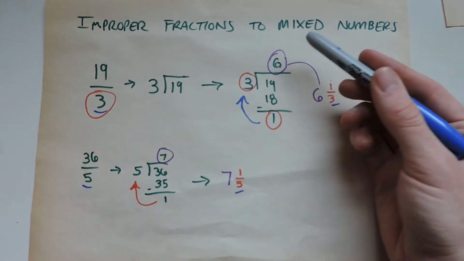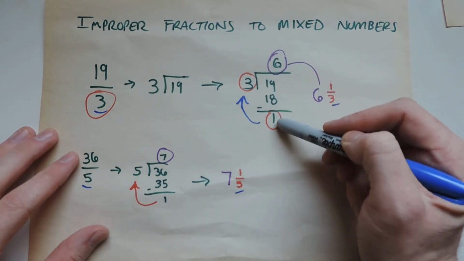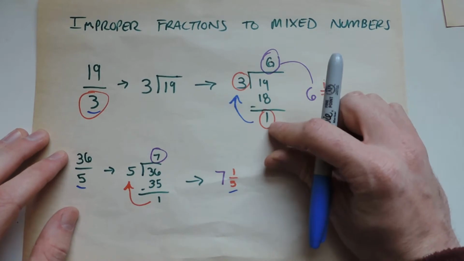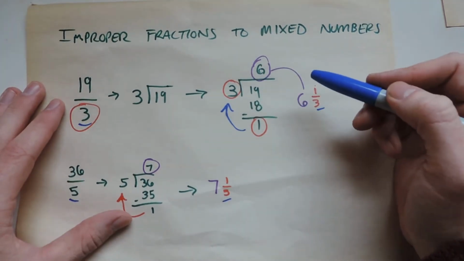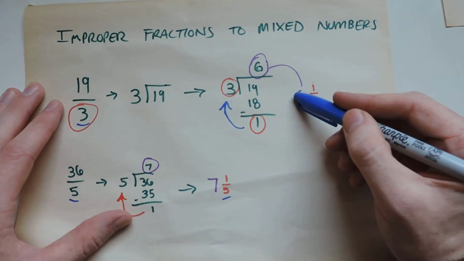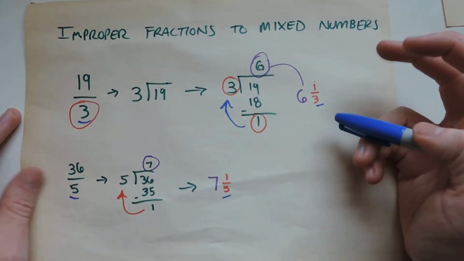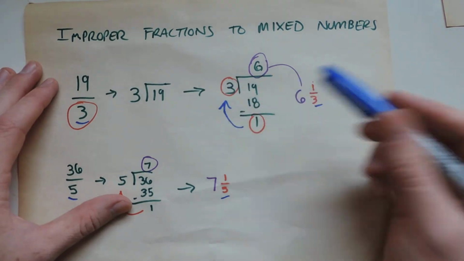And so we say, well, it goes in 6 times as a whole, and that's 18, and we have 1 as a remainder. So the cool thing with this is that we have the mixed number. All the components are here. So you just have to know which part makes which. So this 6, which is on top of everything, becomes your new number. So that's the important part. And then the new fraction is 1 over 3.